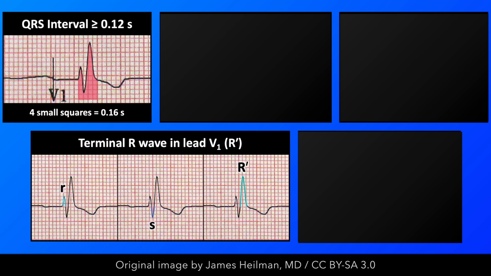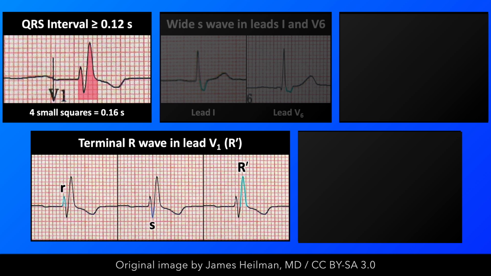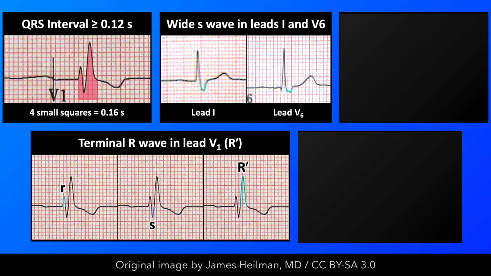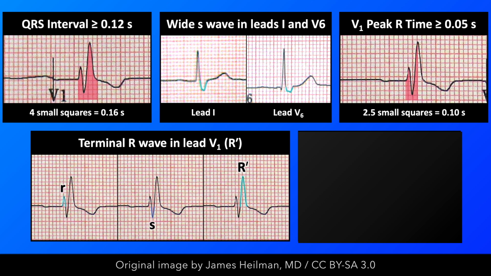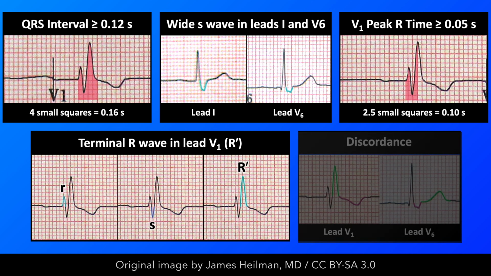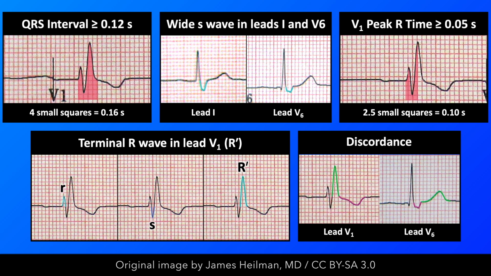To quickly recap, the ECG features associated with a right bundle branch block include QRS prolongation, a large terminal R wave in right-sided leads, a broad or slurred S wave in left-sided leads, a prolonged peak R time in V1, and discordance of the ST segment and T wave.